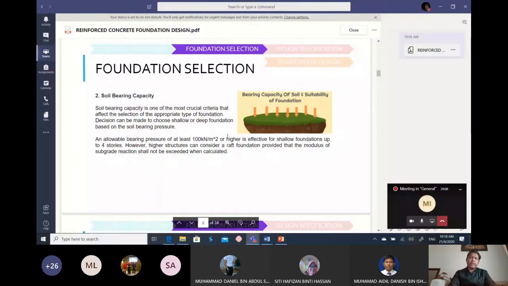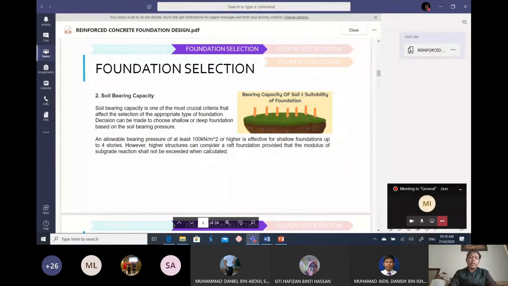the suitability of the foundation. For example, if it is a hard soil, normally it's enough for us to have a shallow foundation. As an example here, an allowable bearing pressure of at least 100 kilonewton per meter squared or higher is effective for shallow foundation. So it means that if your soil has high bearing pressure or high bearing capacity, you may use a shallow foundation. No need for you to use a deep foundation.